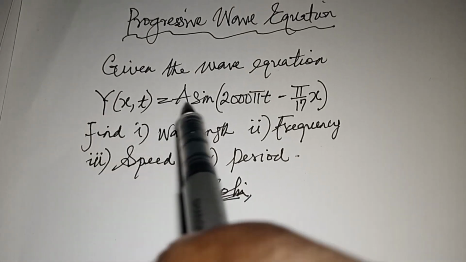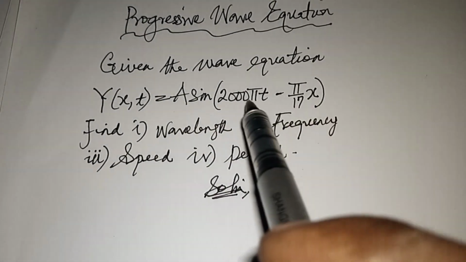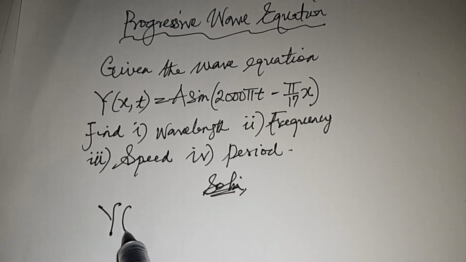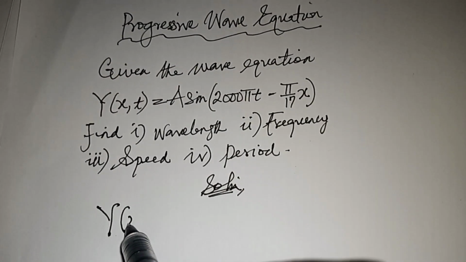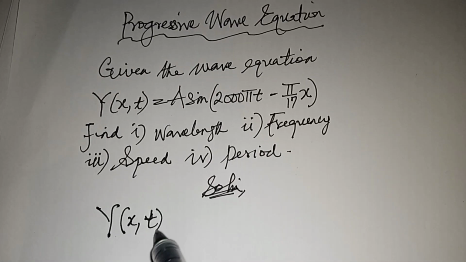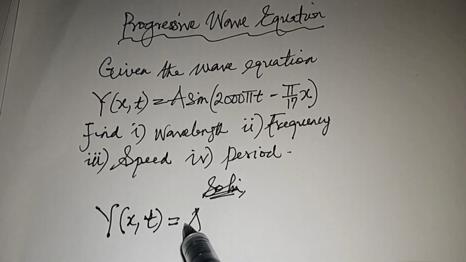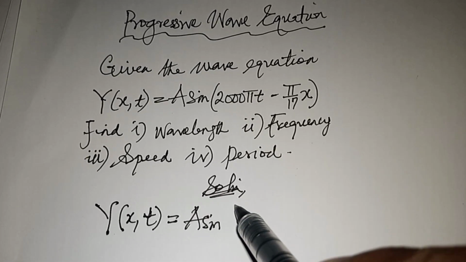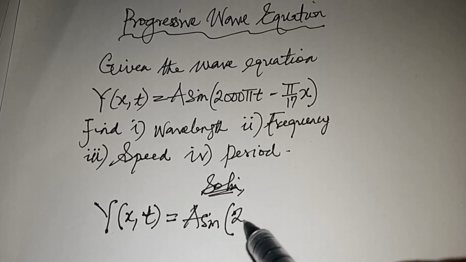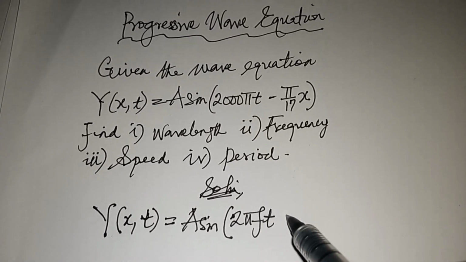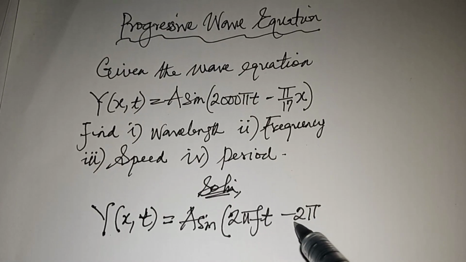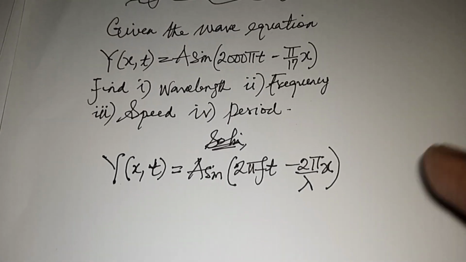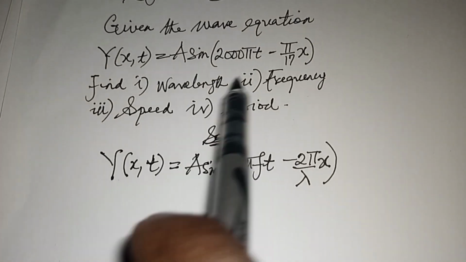First of all, it has the shape of the progressive wave equation. So what is that equation exactly? Because we need to quote it so that we can compare to this particular given equation. The progressive wave equation is given as A sine, where A stands for the amplitude, so keep in mind, (2 pi f t minus 2 pi over lambda x), where lambda is the wavelength.